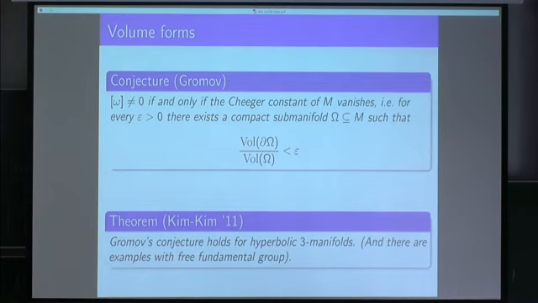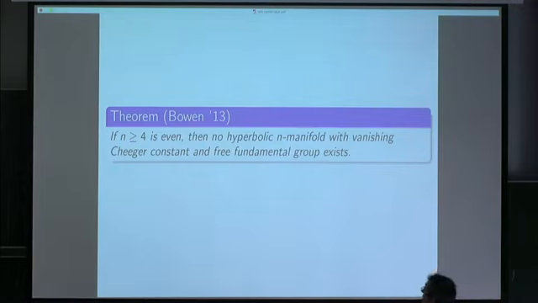On the bad news side, there is this theorem by Lewis Bowen, which says that this method for constructing non-trivial classes stops in degree 3, at least for free groups, because at least in even dimension, there are no hyperbolic n-manifolds with vanishing Cheeger constant and free fundamental groups. So it's not easy to go farther with the dimension. So it's difficult to pursue this strategy in order to show the non-vanishing of the bounded cohomology of free groups in dimension bigger than 3, which is a very big open problem.